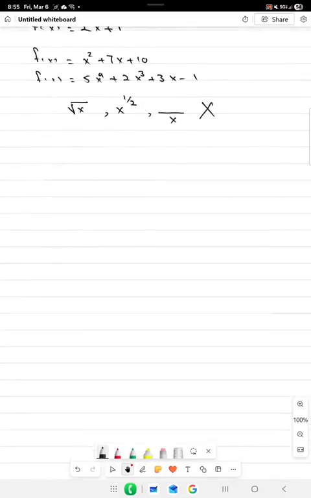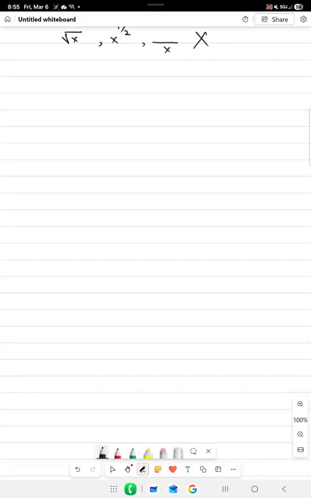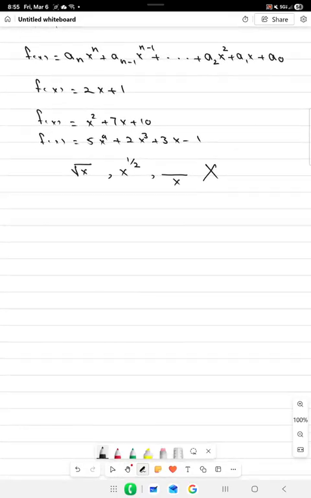Now, we got some knowledge of what a polynomial function is. You see they have different powers. For example, in example number 1, the highest power of x is 1. In example number 2, the highest power of x is 2. In example number 3, the highest power of x is 4, right? They have different powers.